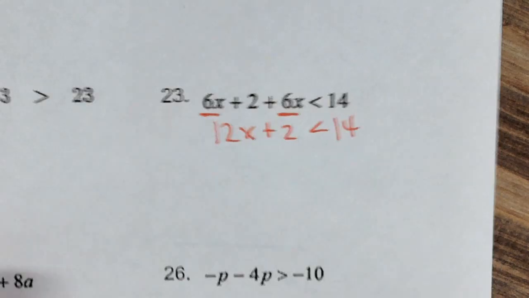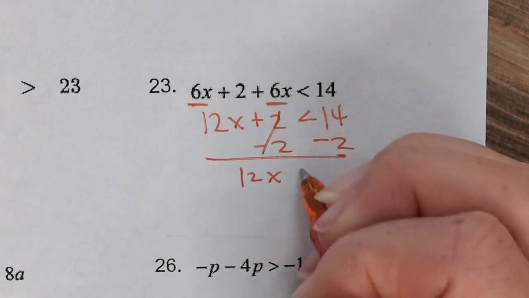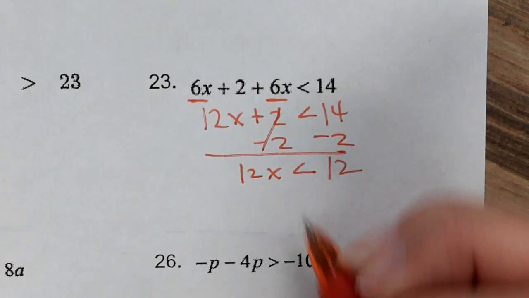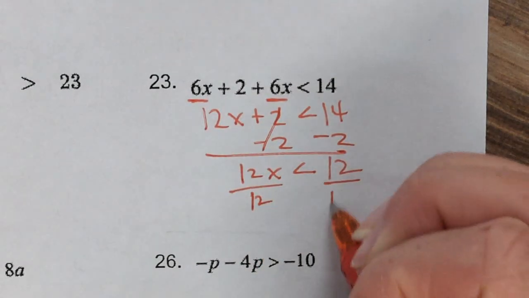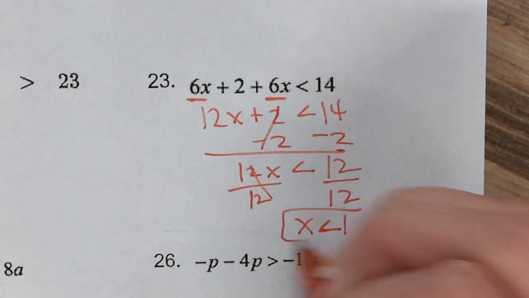Okay. All right. How do I get rid of the plus 2? So I have 12x is less than 12. Divide by 12. Does my sign flip? No. I have x is less than 1.